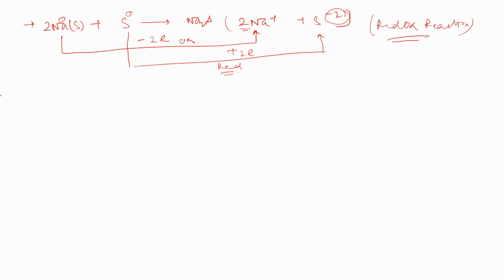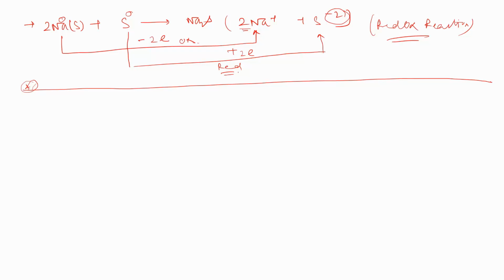So here I have shown the reduction and oxidation reactions in terms of electrons: where the electron is lost, it is an oxidation reaction, and where the electron is gained, it is a reduction reaction. But in a redox reaction, which one is oxidized and which one is reduced?